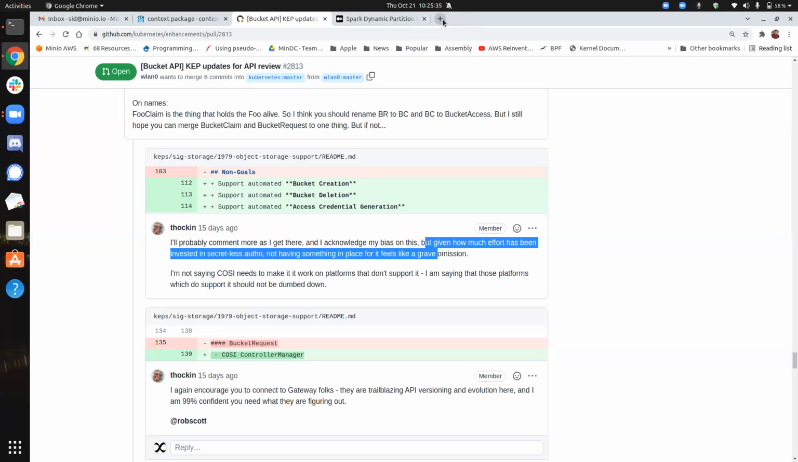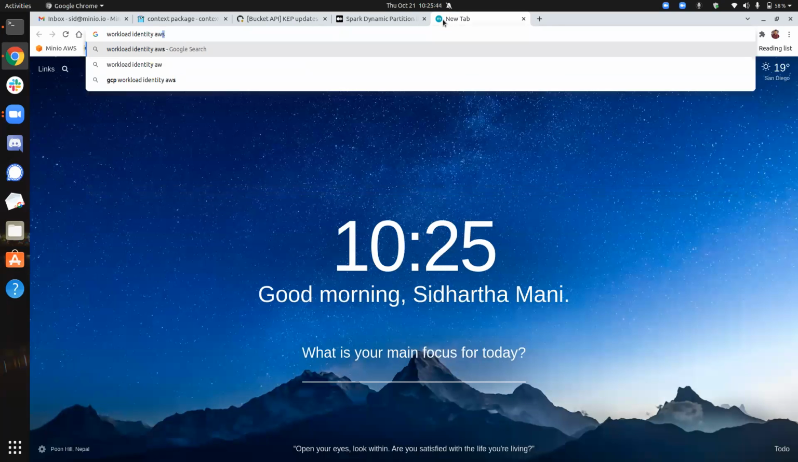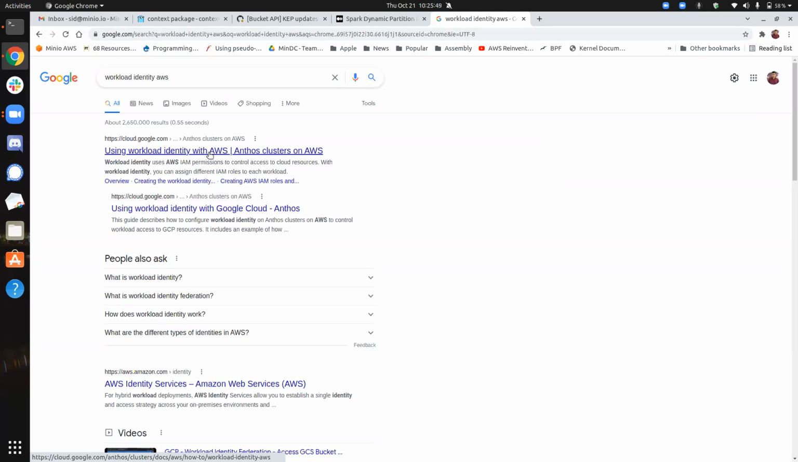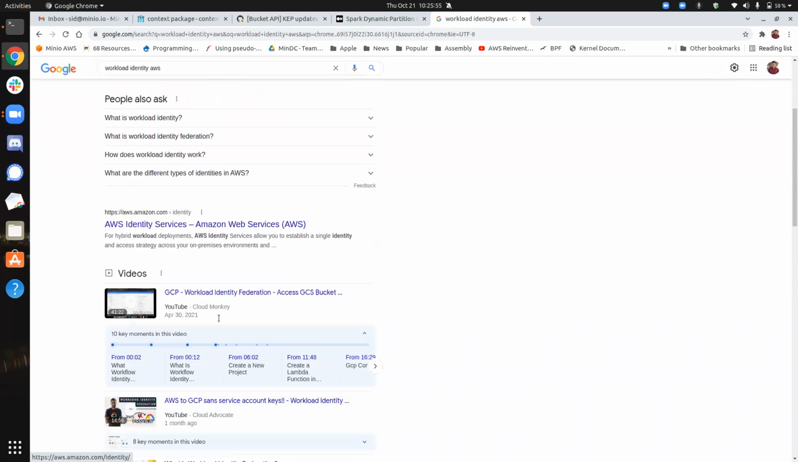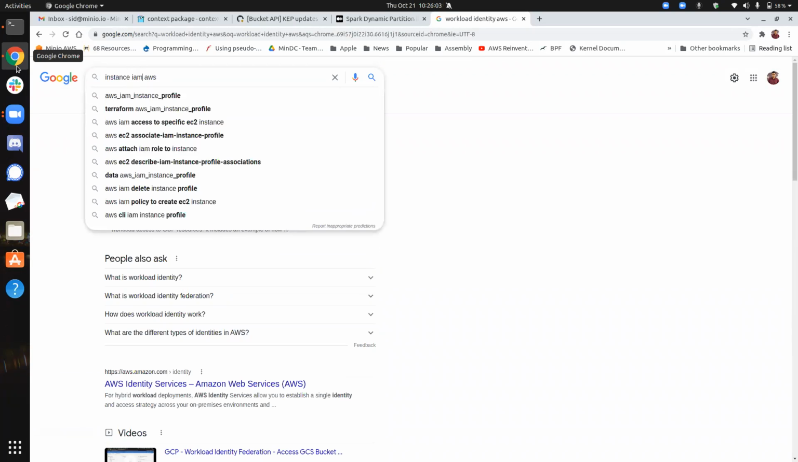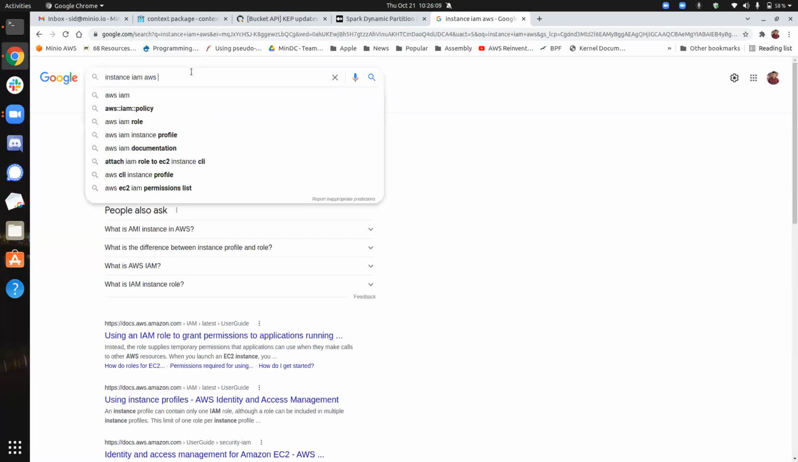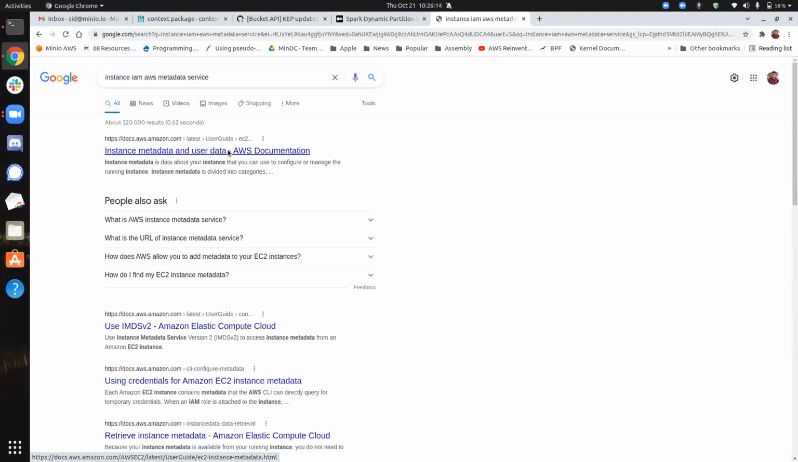Let's look up how workload identity works. AWS, GCP workload identity. Interesting. Instance IAM, AWS. And let me also put in metadata service here. I'm just quickly looking up how it does it.